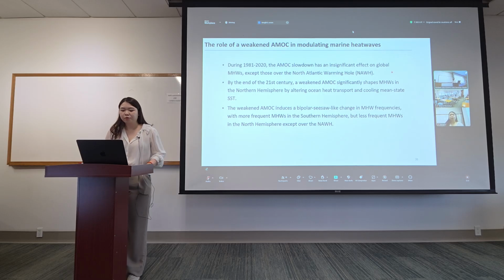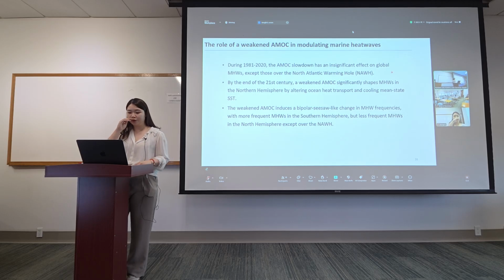And here is a short summary of the AMOC's role in modulating marine heat waves. As I said before, in the last 4 decades, when the AMOC difference is relatively small, the marine heat wave response to the AMOC slowdown is significant from the global view. But if the AMOC continues to slow down, this effect will become larger and more significant. It will cause a bipolar seesaw pattern, with more marine heat waves in the Southern Hemisphere but fewer in the Northern Hemisphere.